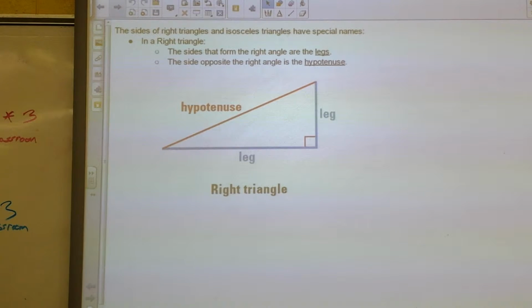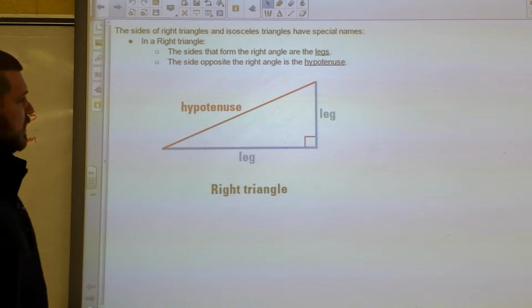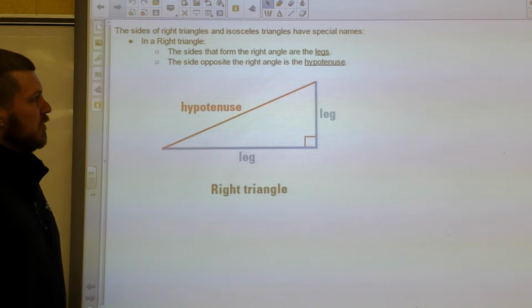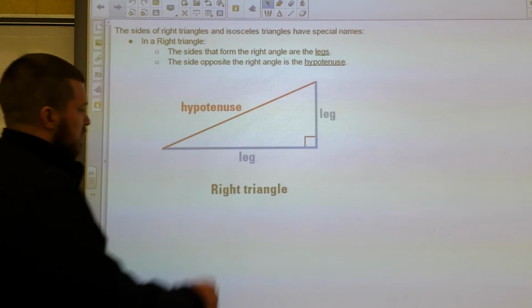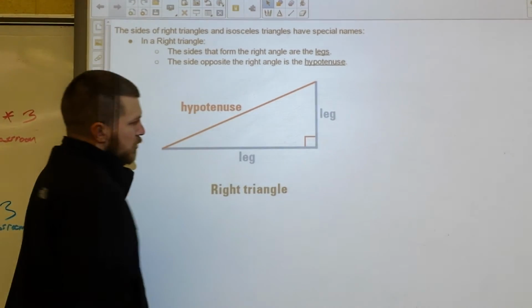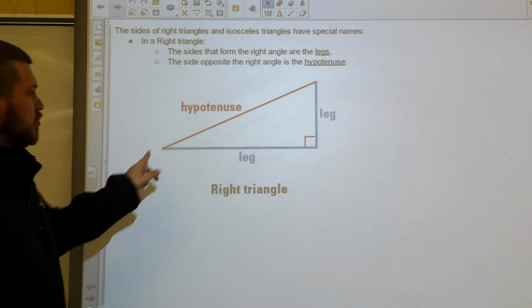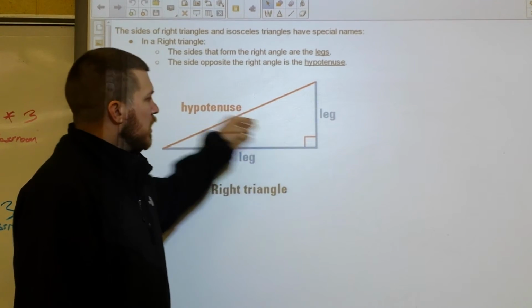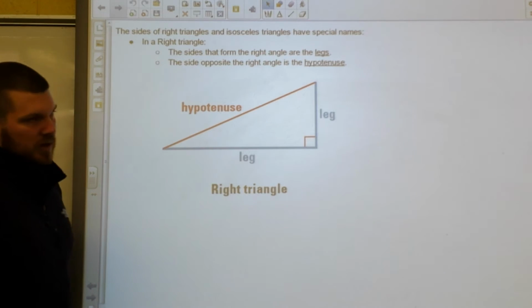The sides of right triangles and isosceles triangles have special names. So for instance, in a right triangle, the sides that form the right angle are legs, and those are in blue. So again, the sides that form the right angle are called the legs of the right triangle, and the side that's directly opposite the 90-degree marker is the hypotenuse, and that's in red in our picture here.